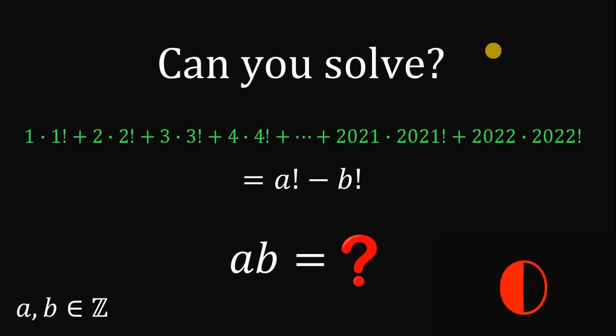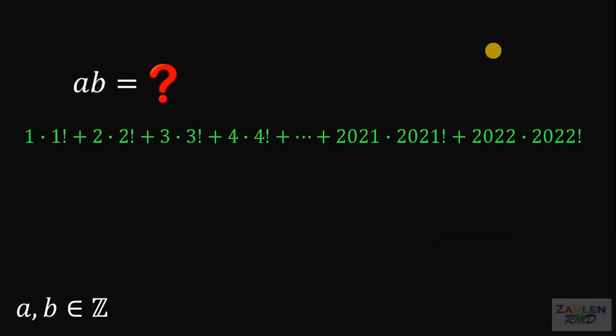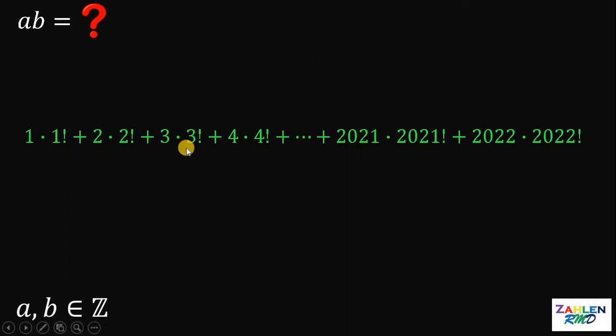Now, let's answer this question together. Given that 1 times 1 factorial plus 2 times 2 factorial all the way up to 2022 times 2022 factorial equals a factorial minus b factorial, then our goal is to solve for the value of a times b.